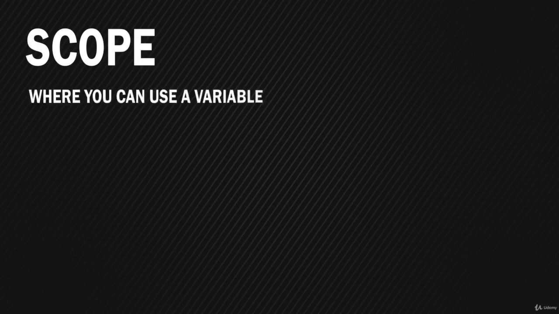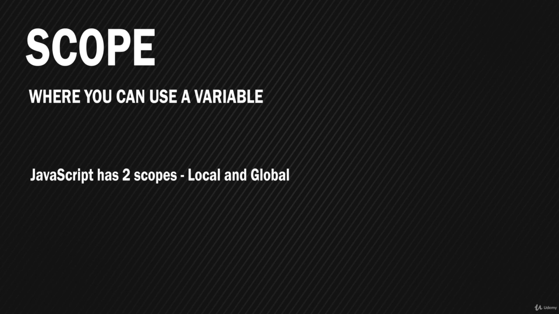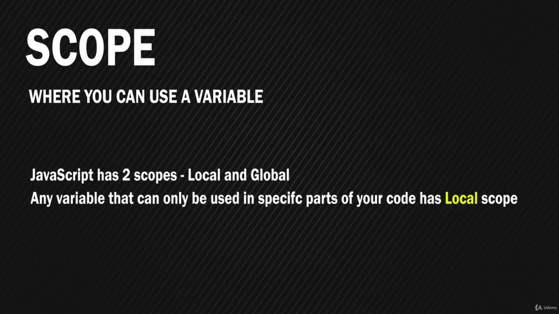Let's take a step back. JavaScript has two types of scopes, local scope and global scope. Any variable that can only be used in specific parts of your code has local scope. And that intuitively makes sense because you can only use that variable in a local piece of code. You can't use it anywhere, it has to be in one spot.